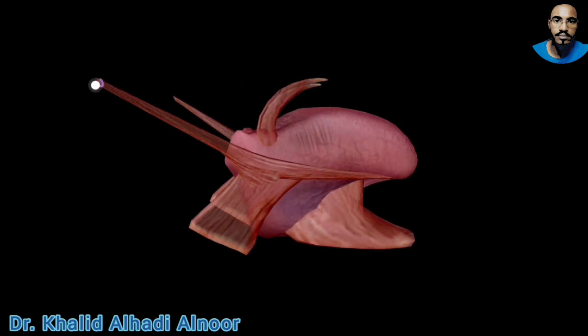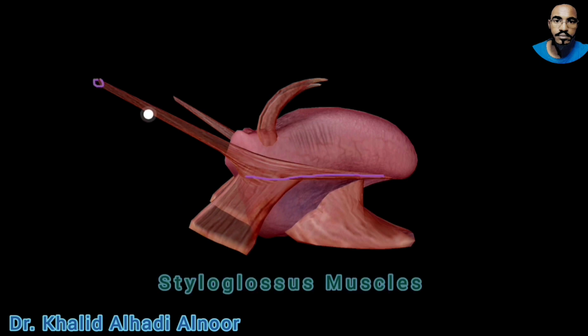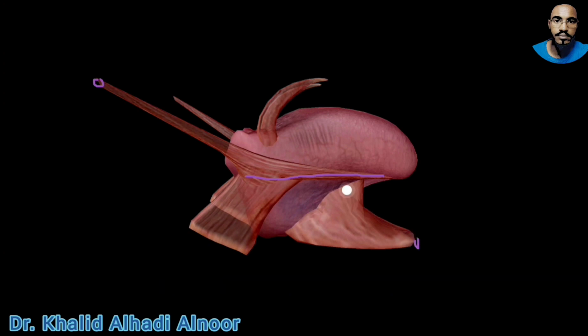From the styloid process to the tongue, called styloglossus muscle. From the genial tubercle of the mandible to the tongue, called genioglossus muscle. From the hyoid bone to the posterior half of the tongue, called hyoglossus muscle. From the soft palate to the posterior one-third of the tongue, called palatoglossus muscle. Four muscles: styloglossus, genioglossus, hyoglossus, and palatoglossus.